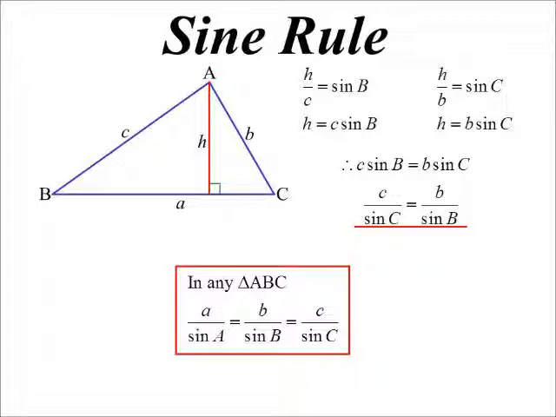Right, so the sine rule is a over sine A equals b over sine B equals c over sine C equals... the diameter of the circumcircle. So if you draw a circle which circumscribes the triangle, the diameter of that circle would also be that same ratio: a over sine A, b over sine B, c over sine C.